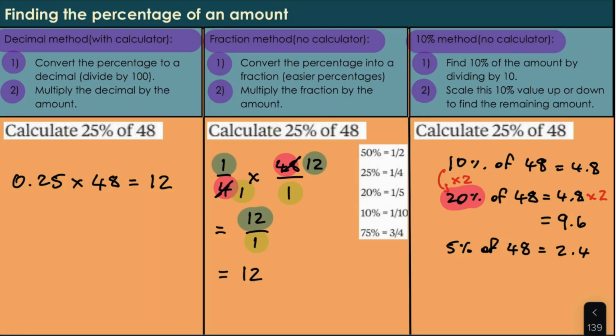Now, 20% plus 5% is 25%. So we must add our 9.6 and our 2.4. We add those together and we get 12.